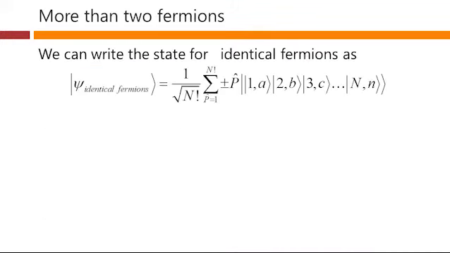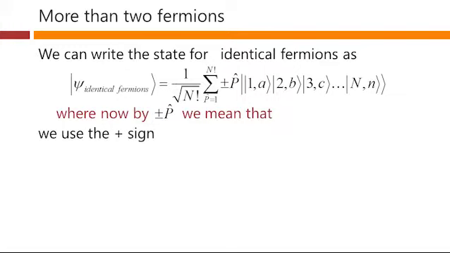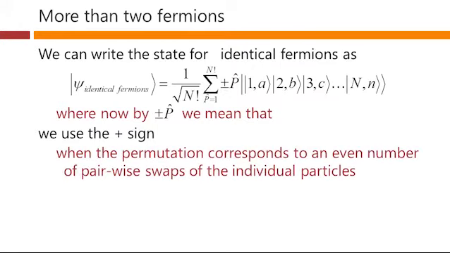For more than 2 fermions, we can write the state in a similar notation. In this case, we put a plus or minus in front of the permutation operator, and we have to clarify what we mean by that. By this notation, we mean that we use the plus sign where the permutation operator corresponds to an even number of pairwise swaps of the individual particles. That is, if we had swapped 1 and 2 and also 3 and 4, that would be 2 pairwise swaps, and we'd have a plus sign.